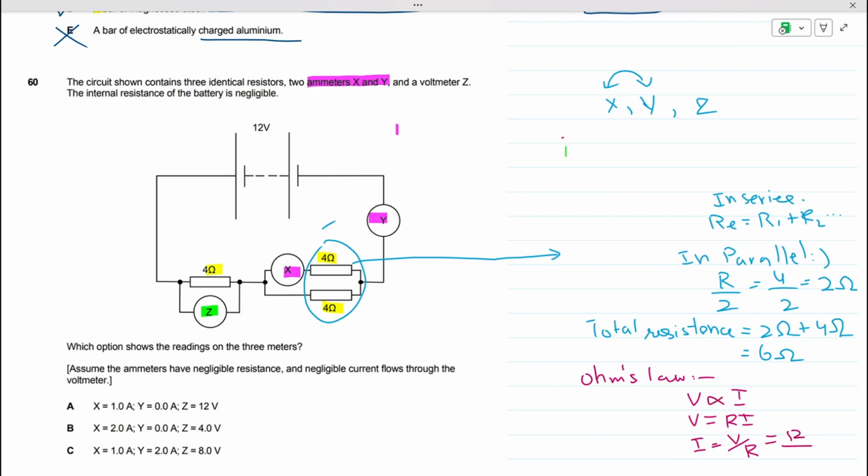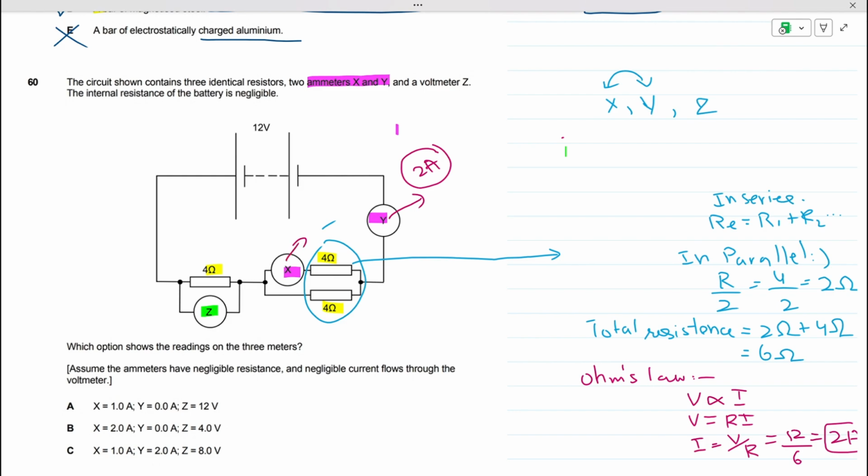Total voltage is given to us, which is 12. Total resistance we have gotten is 6. 12 by 6 is 2, since 6 ones are 6, 6 twos are 12. So 2 ampere is the total current. If I talk about this Y ammeter, it is an ammeter which is connected in the entire circuit. So the total current is 2 ampere, and this ammeter would give us the reading of 2 ampere.